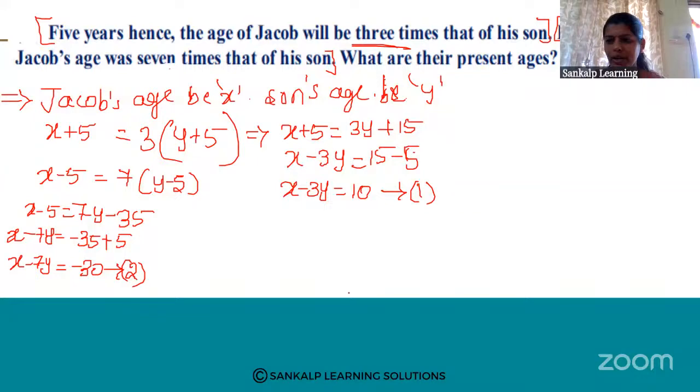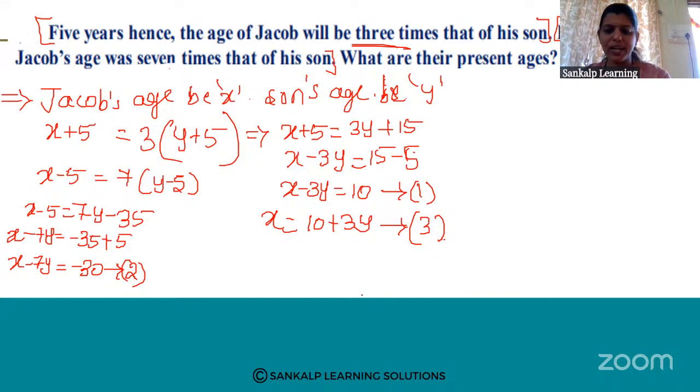See here, we are using the substitution method. From equation number 1, X is equal to, what I will do, I will transfer this minus 3Y to this side. What will happen? X equals, if I transfer this 3Y to this side, minus becomes plus. That means 10 plus 3Y, right? So now, observe carefully, this is equation number 3.